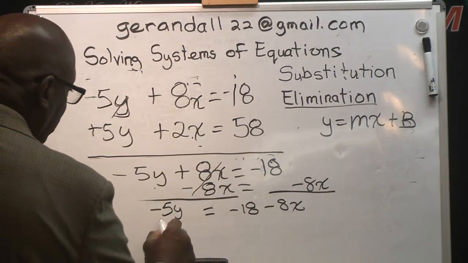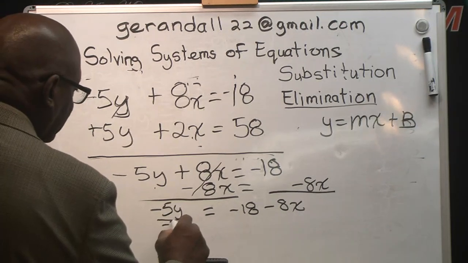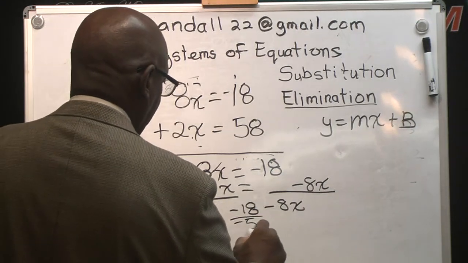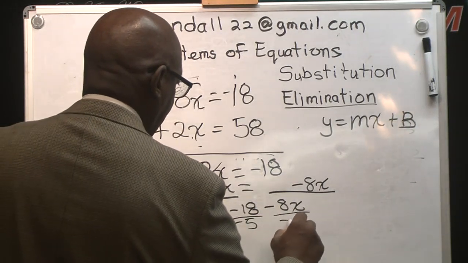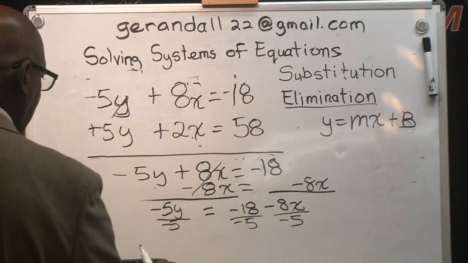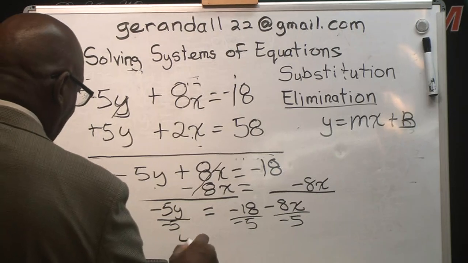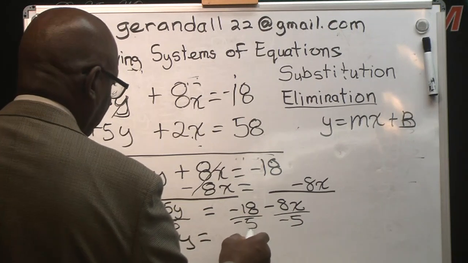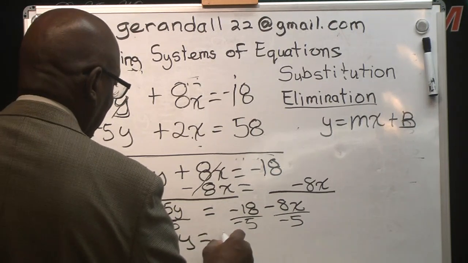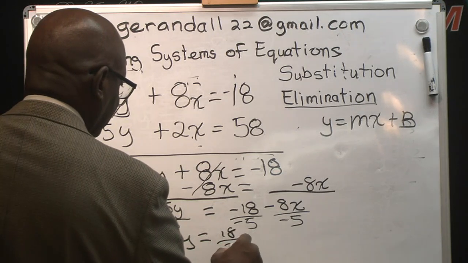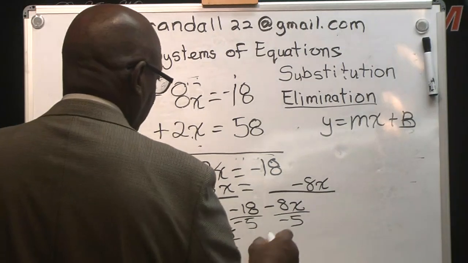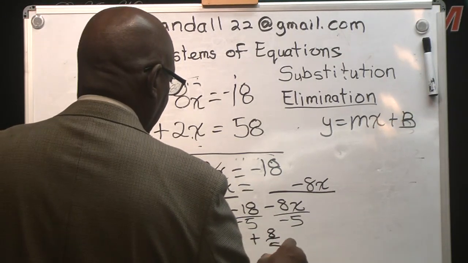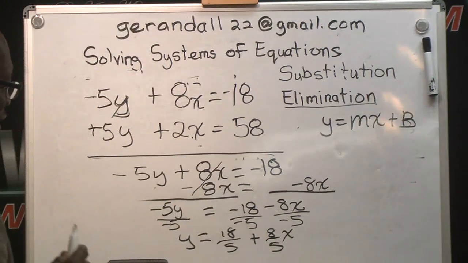So in order to undo this multiplication, we have to divide by minus 5. And whatever you do to one side, you do to the other, and then you end up with y equals minus 18 divided by minus 5 is a positive 18 over 5. And this becomes a positive 8 over 5x. We're going to stop right there.